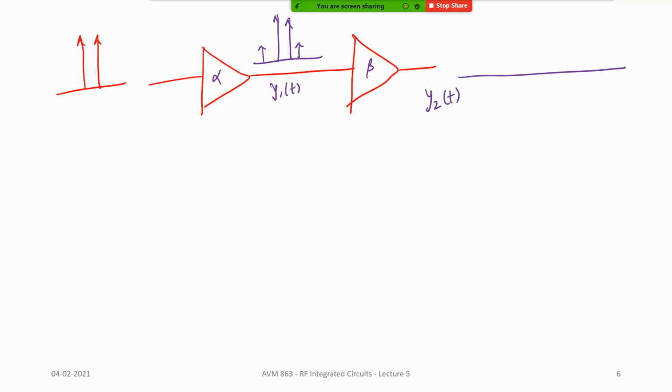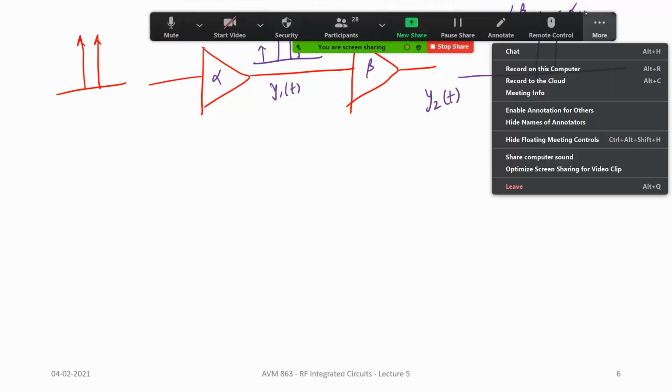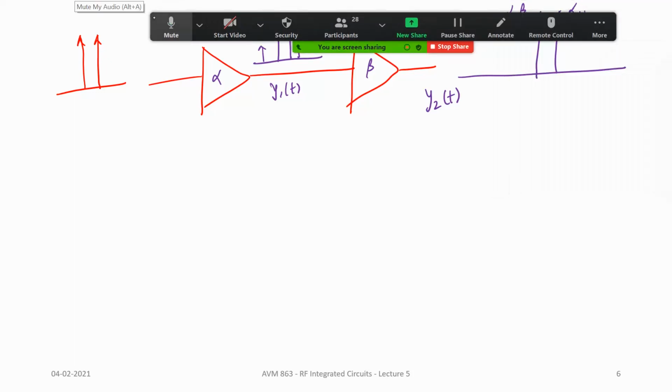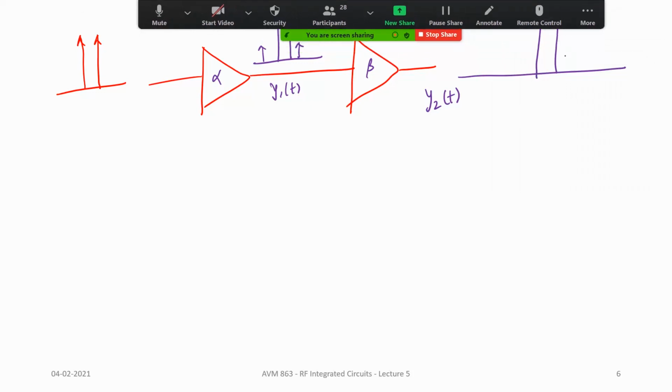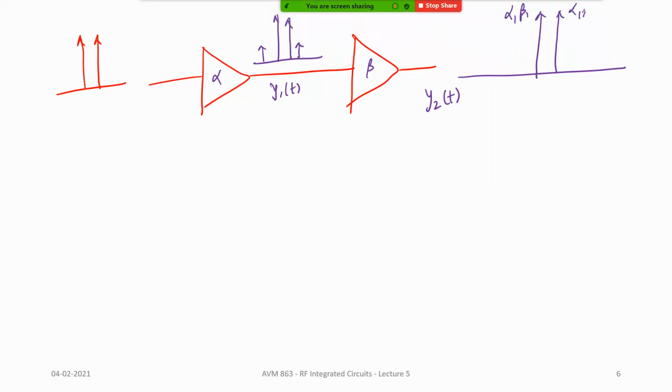Now first of all, if you look at the fundamental tones, what will happen? Fundamental tones will have a gain of how much? The product of the two gains. Correct. So this will be alpha 1 into beta 1, since both the tones are multiplied. Alpha 1 into beta 1.